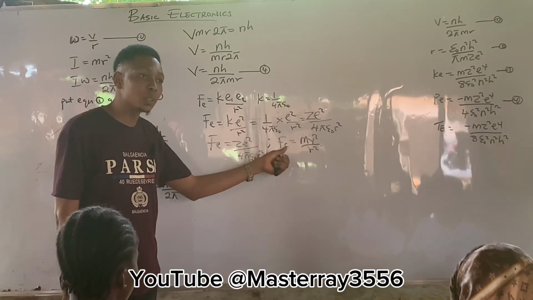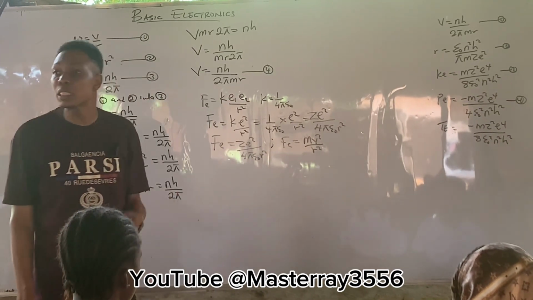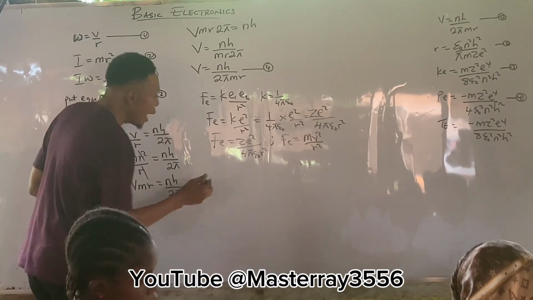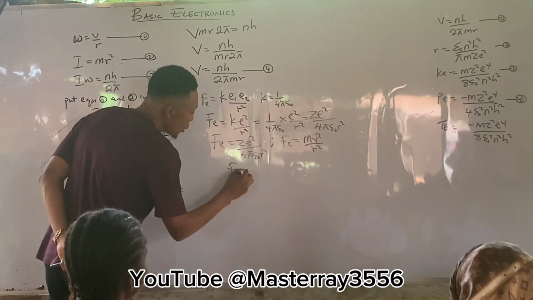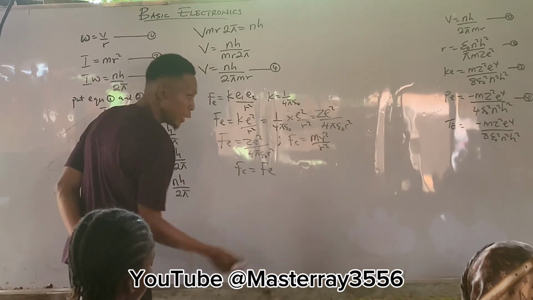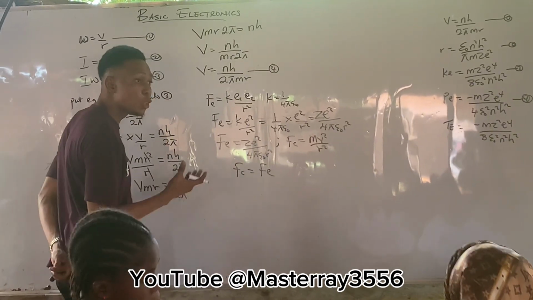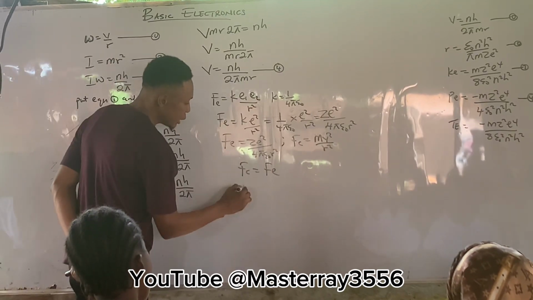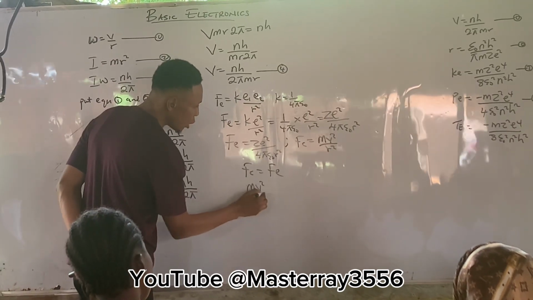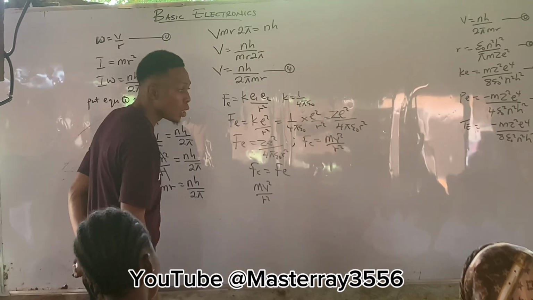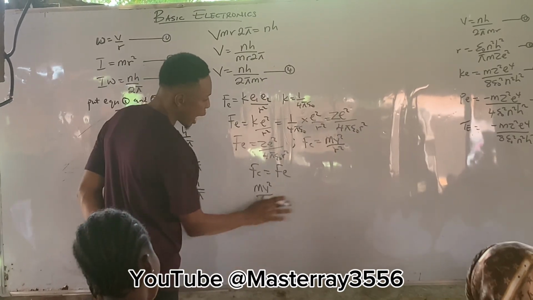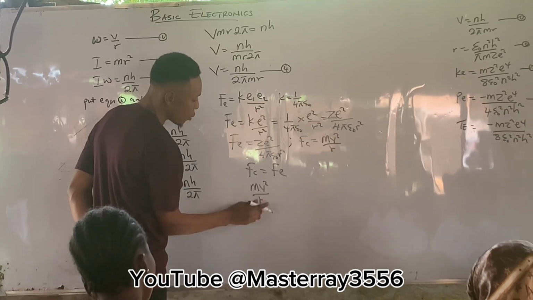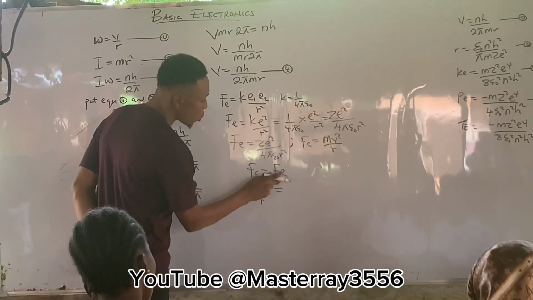Why is it called centripetal force? And force is measured in what? In Newton. So from there, your Fc can be equal to what? Fe, because they are both measured in Newton. Are you following? So what's our Fc? It is mv² over r, sorry, not r². So mv² over r equals to what? Fe.